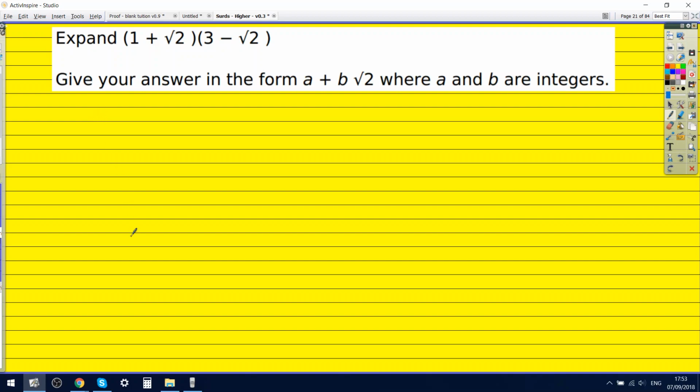So how do you expand these? Bracket 1, and then bracket 3 minus root 2, and then 3 minus, plus root 2, and what was this, sorry? 3 minus root 2. Well done. What's next? Need to simplify. Yeah.